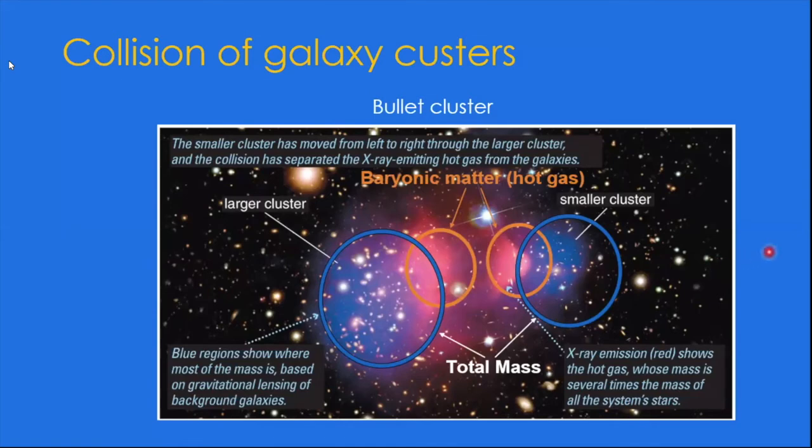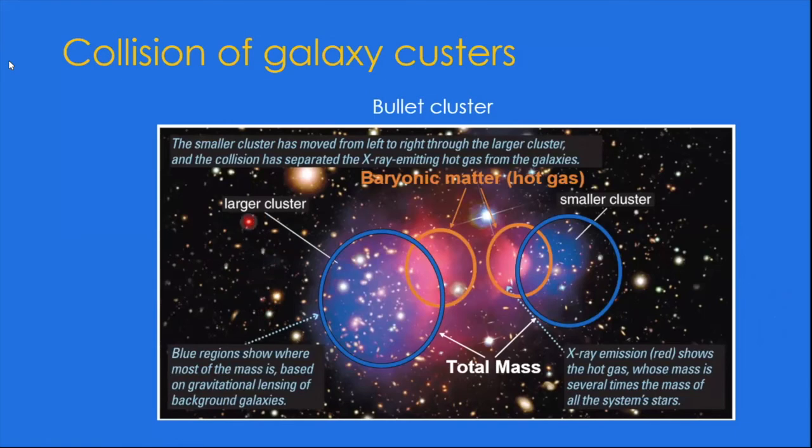The smaller cluster, or the bullet, moved from left to right through the larger cluster, and the collision separated hot gas from the galaxies. If the mass of the colliding clusters were only baryonic, then galaxies should have followed the distribution of the hot gas, which is the dominant baryonic component with mass more than 5 times higher than the mass of the galaxies. But rather, galaxies occupy regions outside the hot gas distribution.